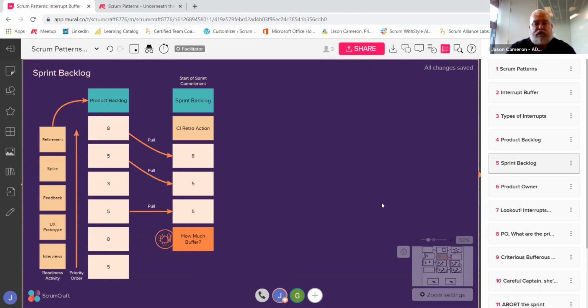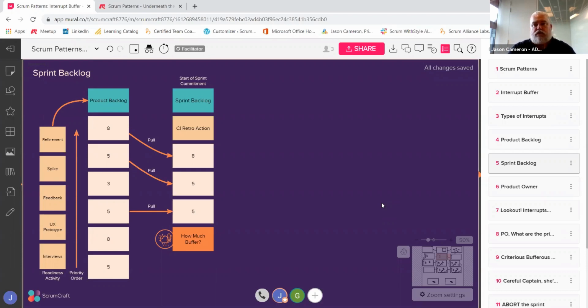Now, George, you are hovering over that weather symbol there. That's intentionally there, though it looks a little bit out of place. There's another pattern called yesterday's weather. And yesterday's weather is a great source of information to understand how much of a buffer you should create.